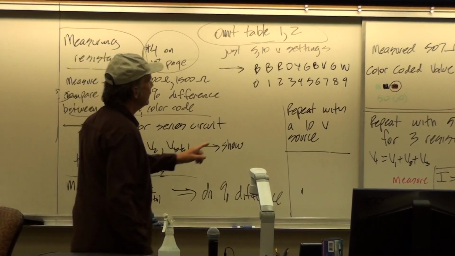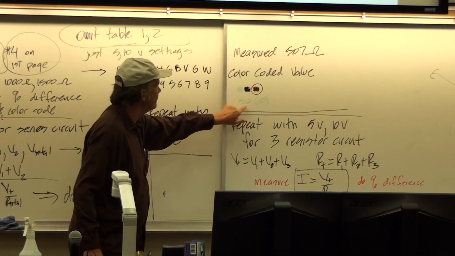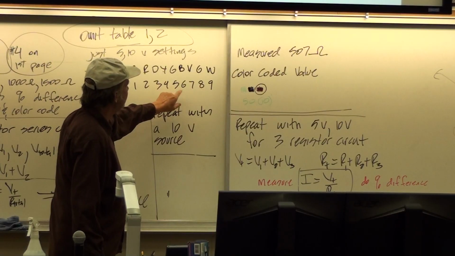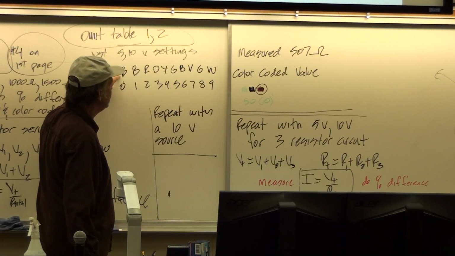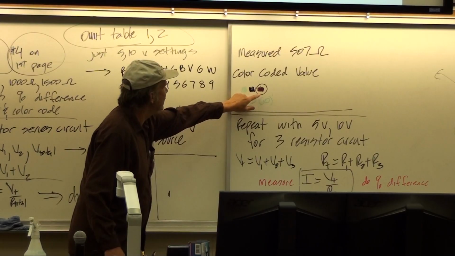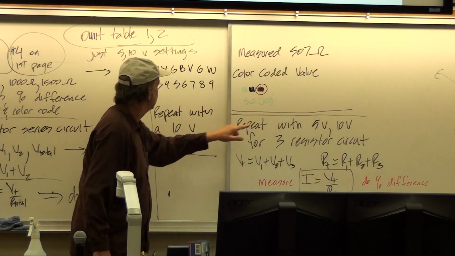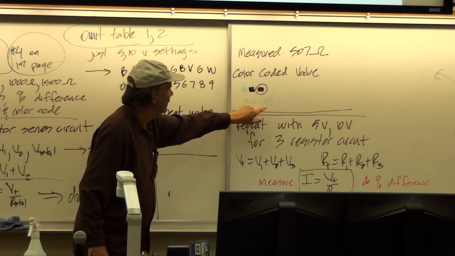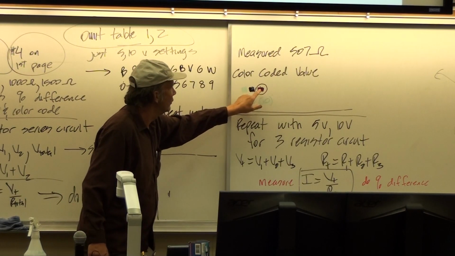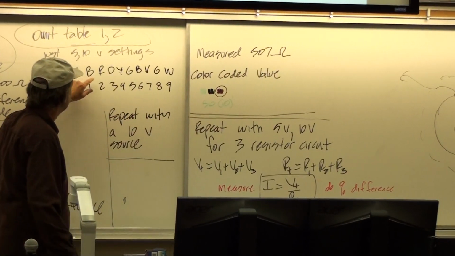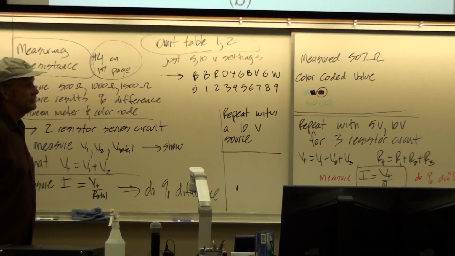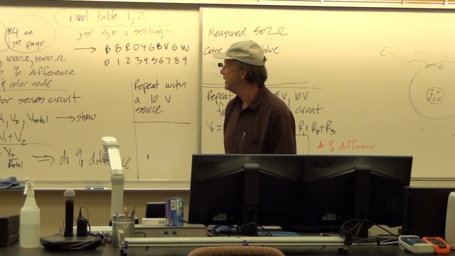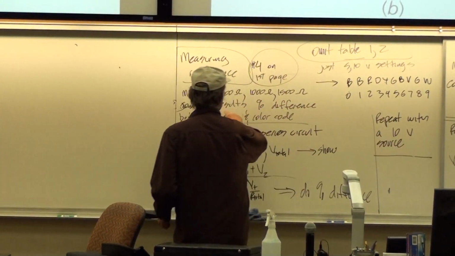The first 2 colors are a 2-digit number. So in this case, the green would be a 5, the black would be a 0, and then the third color is a power of 10. The third color here is brown, so that means 50 times 10 to the 1. So the 1 is the exponent of brown here. And so that's 500.